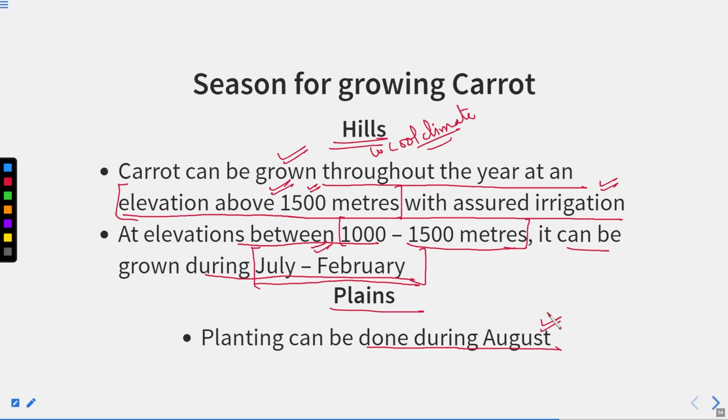It varies whether we are growing the carrot in the hill region or in the plains. And in the hill region, again, it depends upon at which height we are growing the crop. If we are growing above 1500 meters, then we can grow it throughout the year, and if we are growing at an elevation between 1000 to 1500 meters, then it can be grown during the July to February months.